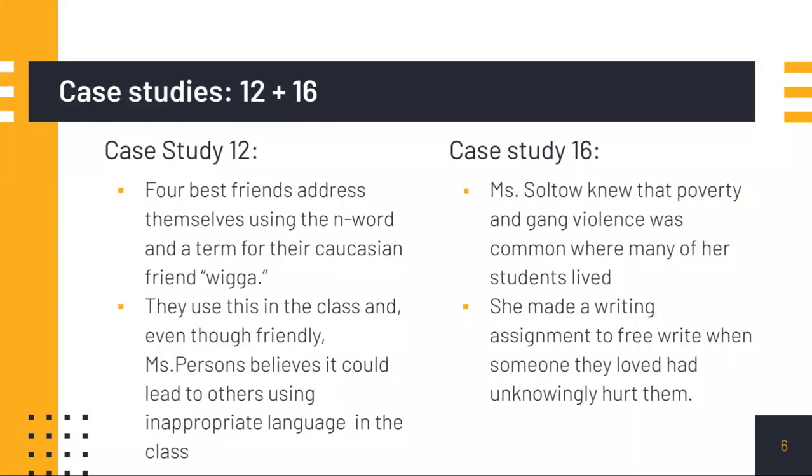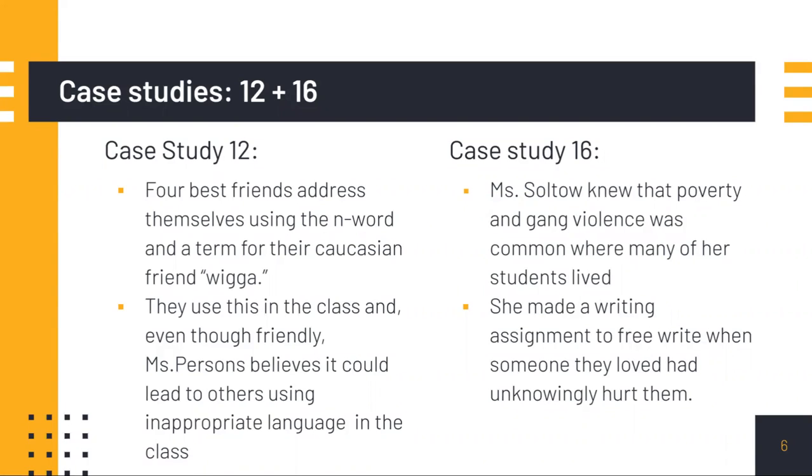Case study 12, 4 best friends address themselves using the N word and the term for their Caucasian friend, Wigga. They use this in the classroom, and even though it's friendly, Miss Persons believes that it could lead to others using inappropriate language in the class. So for this one, especially since I assume it was in the school rules to not use language like this, it's just inappropriate, and even though it was said friendly, it shouldn't be used in the school setting because, like Miss Persons said, it could lead to others using that language in class, which could go very wrong very fast.